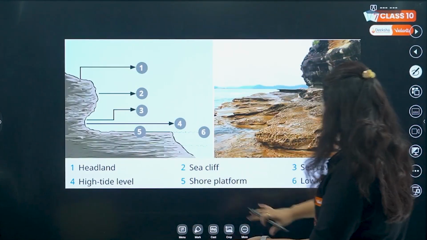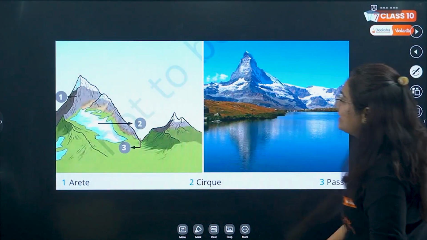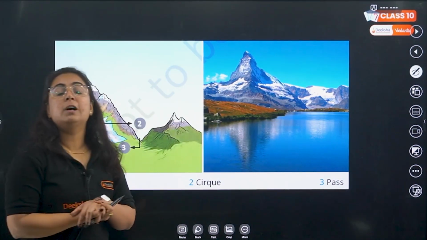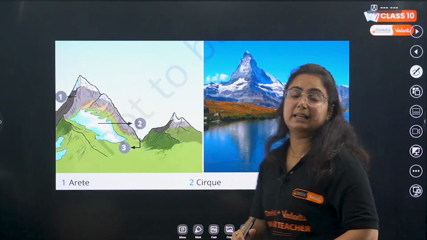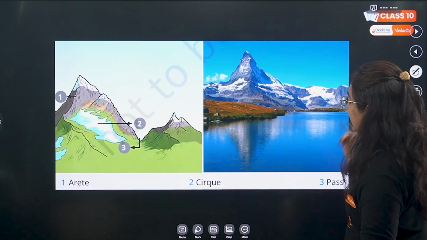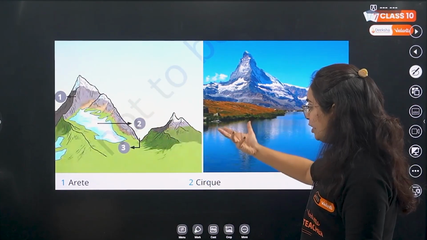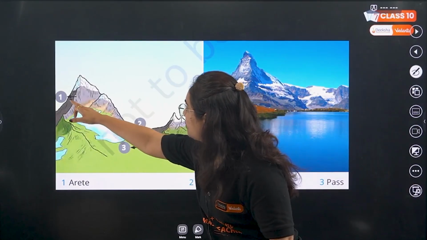Get it? And this is how the landforms are formed. We have more pictures related to this that are given in your book, and beta, whenever the question comes about the landform forms, yes, they can ask you to draw it. So these are the features that are formed because of the glaciers. Okay, melting of the glaciers. This is the first one over here.